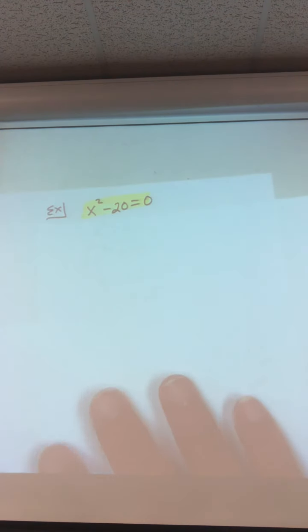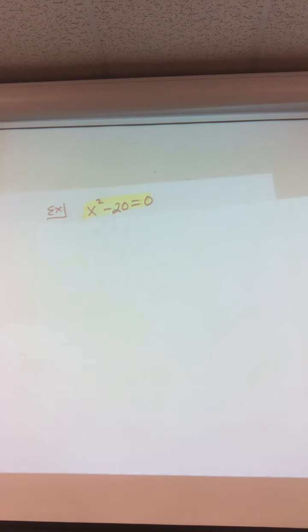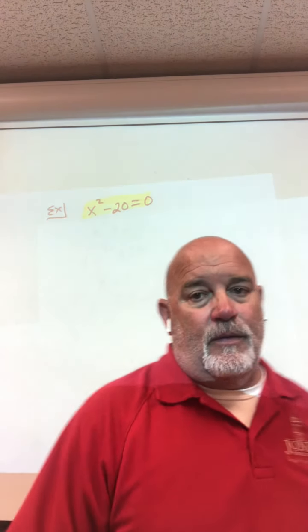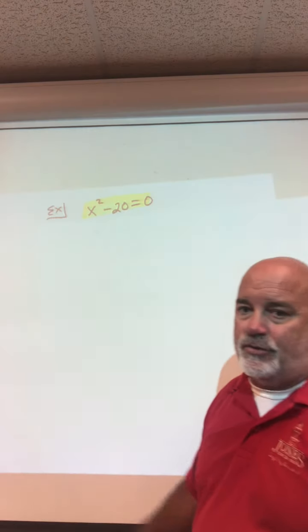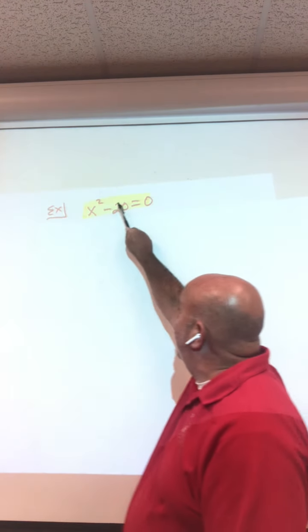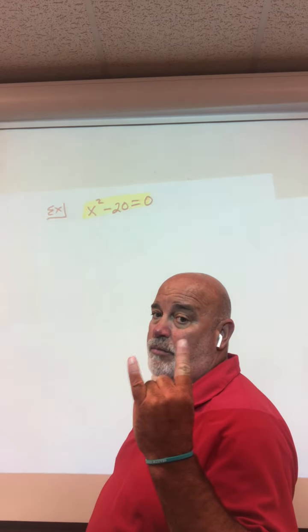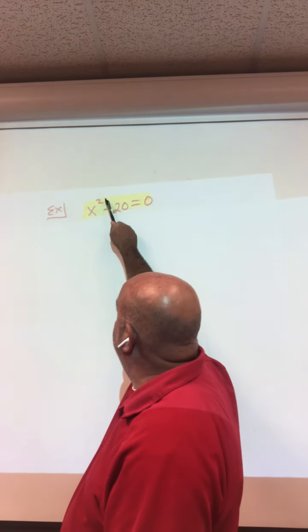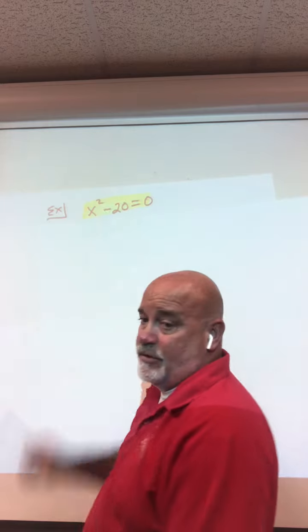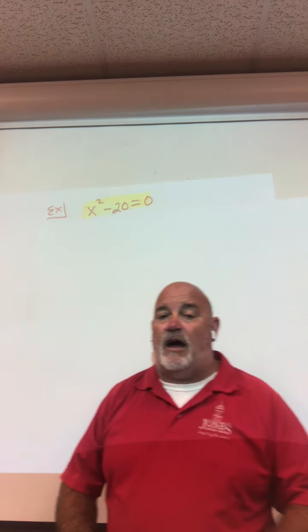X squared minus 20 equals 0. First, how do I know I can use the square root property on it? Besides the fact it says use the square root property, it is because it is a quadratic equation and it has exactly two terms. What are the two terms? The squared term and constant term. All right, how do we solve this?